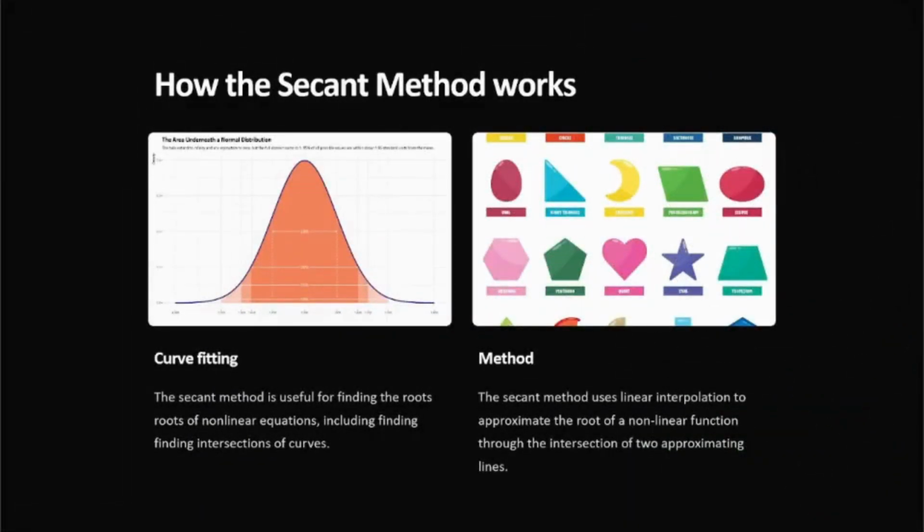Now we will talk about how the secant method works. The secant method has two subcategories: curve fitting and root-finding methods. First of all, I'll describe curve fitting. Curve fitting in the secant method is used to find the roots of nonlinear equations, including finding the intersection of curves. The secant method uses linear interpolation to approximate the root of non-linear functions through the intersection of two approximating lines. Now moving towards the next slide.